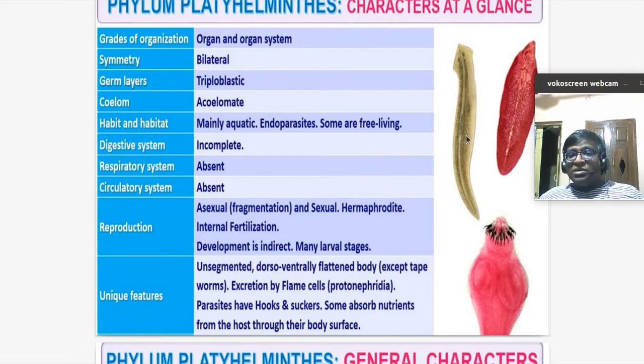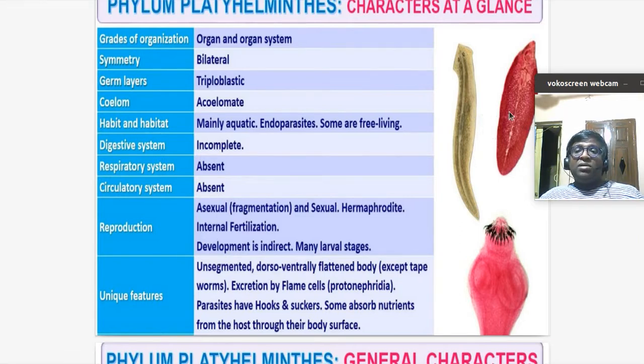So you can divide this organism into two equal halves in only one plane. So we call them bilaterally symmetrical. And for the first time, you notice they are having three layers, triploblastic in nature, and coelom is absent. So they are acoelomate in nature. Then habit and habitat, they are mainly aquatic forms. Planaria is an aquatic form.